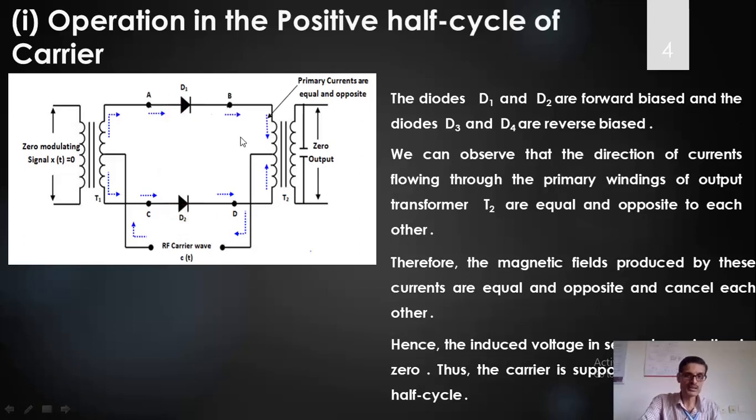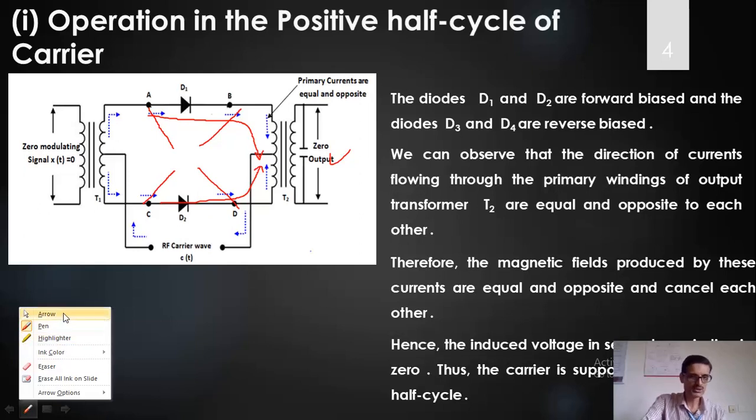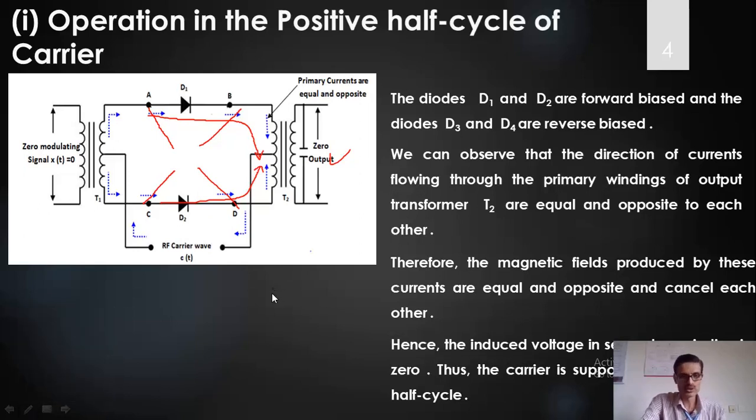Now the diodes D3 and D4, which are cross-connected, something like this, will act like an open switch. So the current flows in this direction towards this, and an equal current flows, but in the opposite direction. That means net we get a zero output. The primary currents are equal, but they are opposite in sign or polarity. So that's why the carrier is rejected during the positive half cycle.